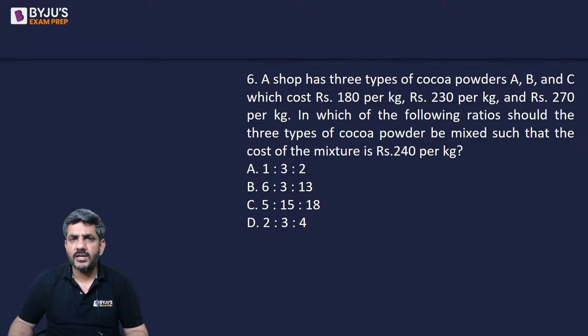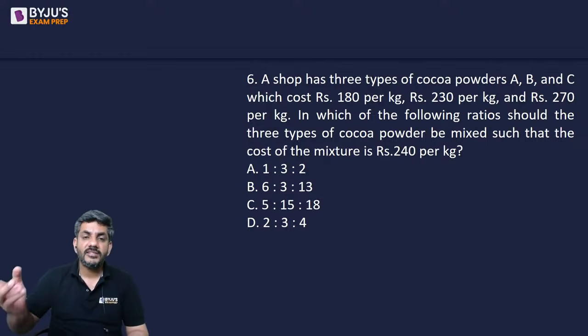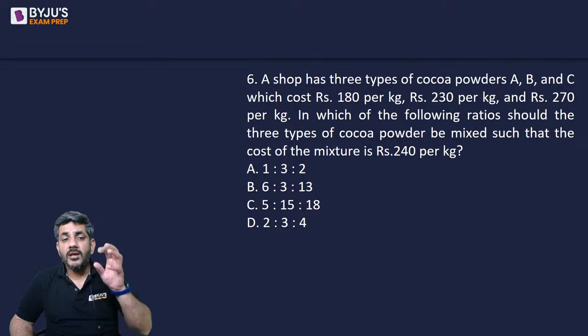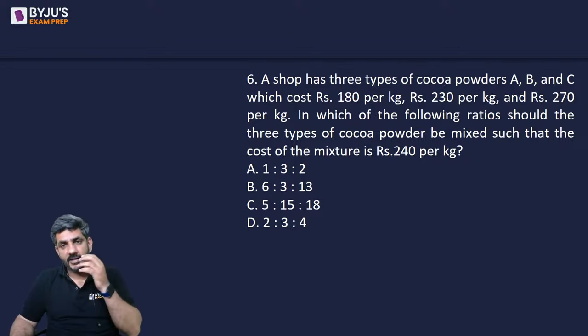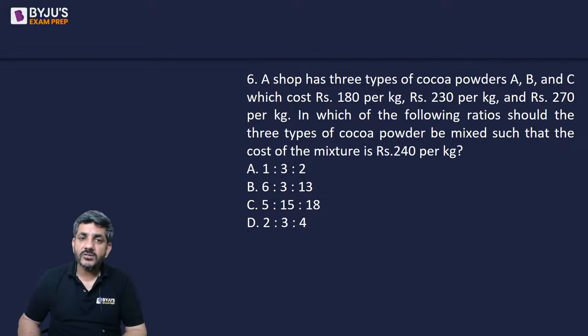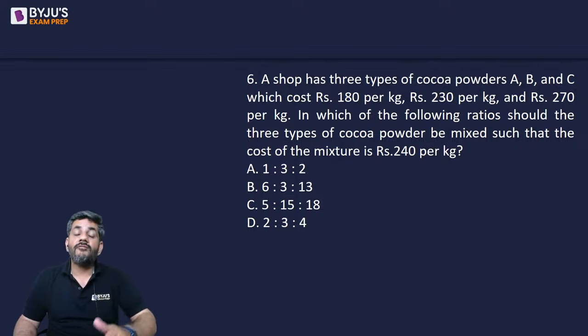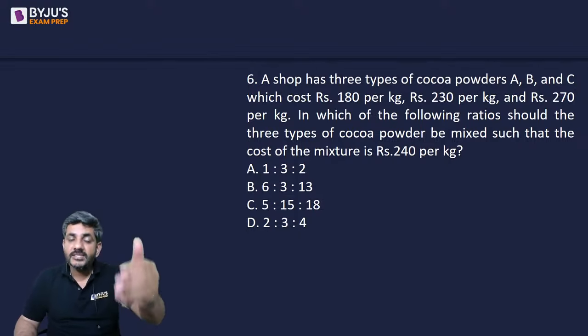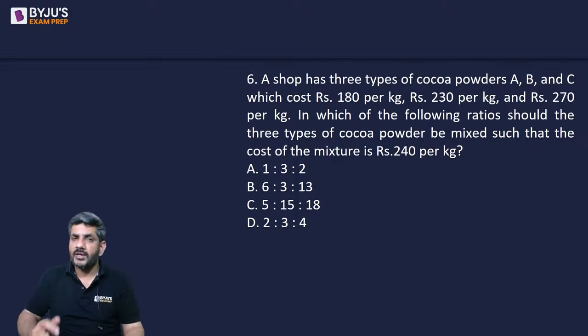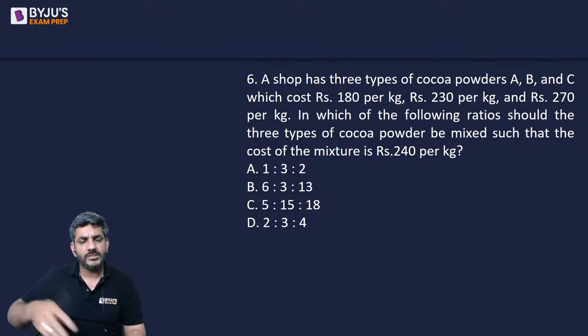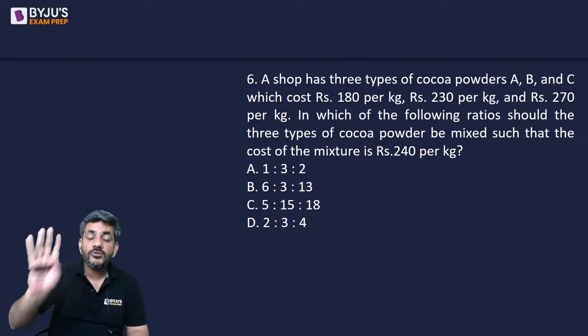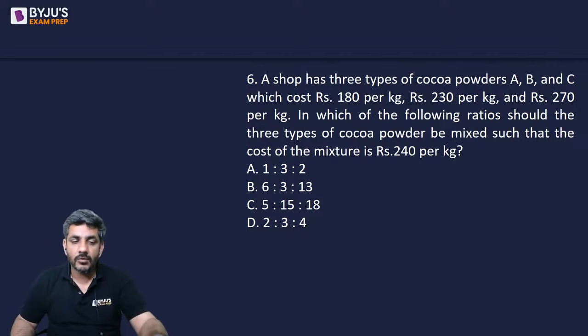What should we do in these questions? Generally, alligation questions are like this: there are things priced 180 and 270, and the resultant price has to be 240, or things priced 230 and 270, and the resultant price has to be 240. But alligation always works for 2 quantities. Here we have 3 quantities, and in the case of 3 quantities there are multiple answers. There is not a single answer. That is why the question asks in which of the following ratios the price will be 240, because there is no specific answer. There can be many. So we have to tell which of these ratios makes 240.